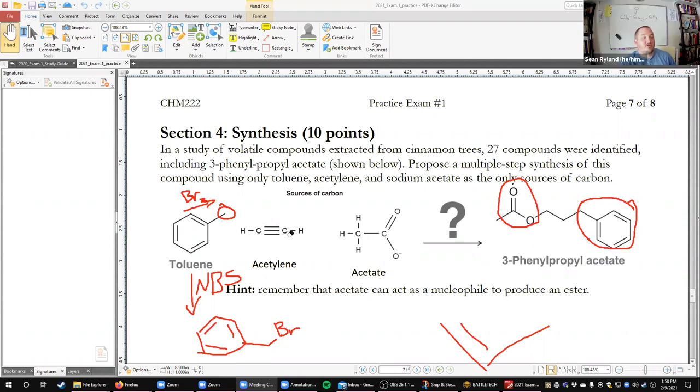Okay. Yeah, so we would only use the NBS at the beginning. We wouldn't use it to try and reduce anything further along, and that way we don't wind up reducing the carbonyl at any point. We only use NBS in the case of brominating the allylic or the benzylic position. We're not going to use it in any other context.